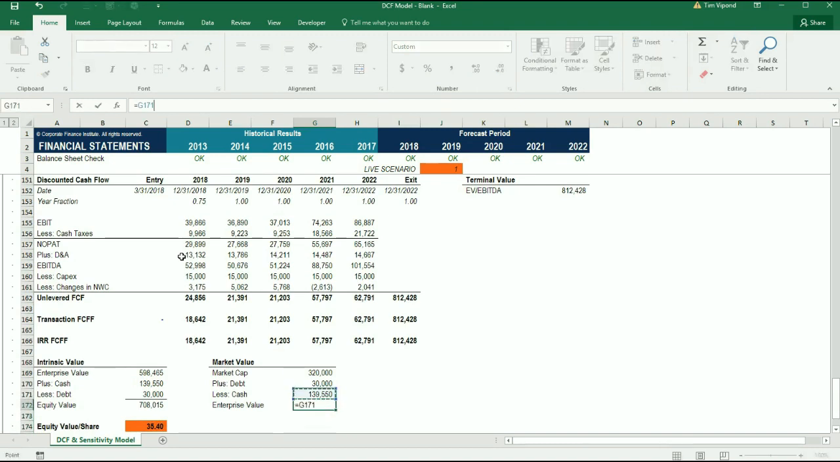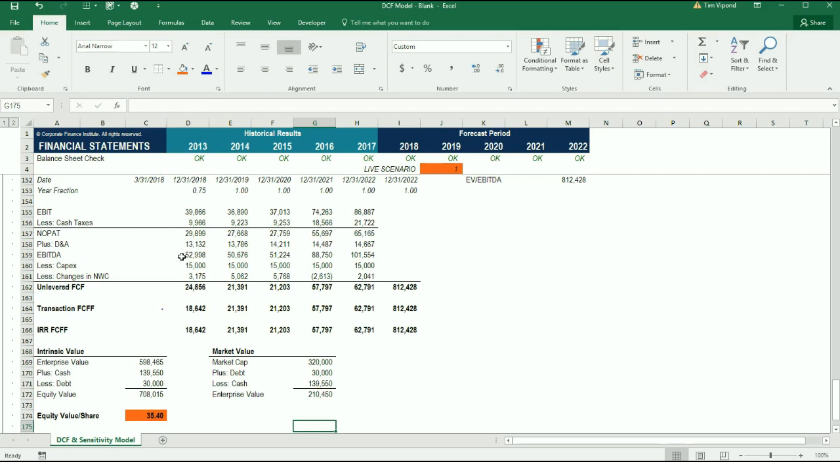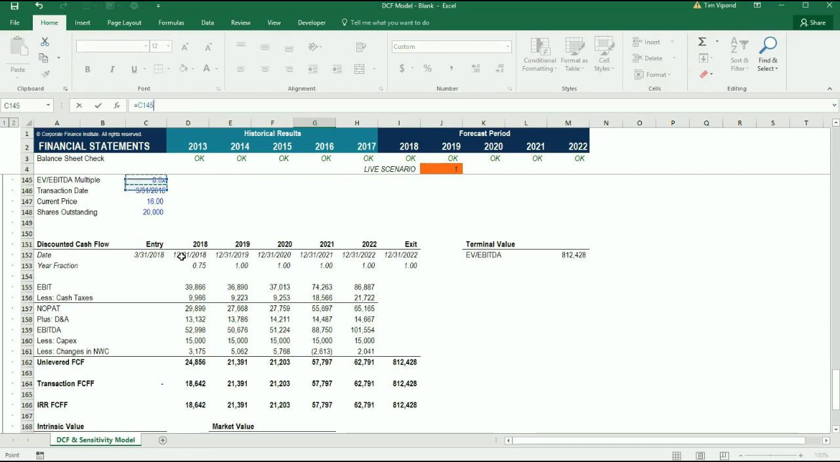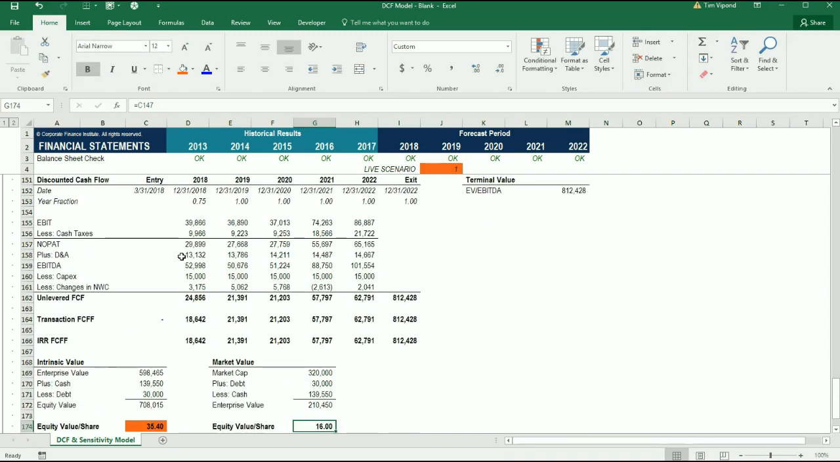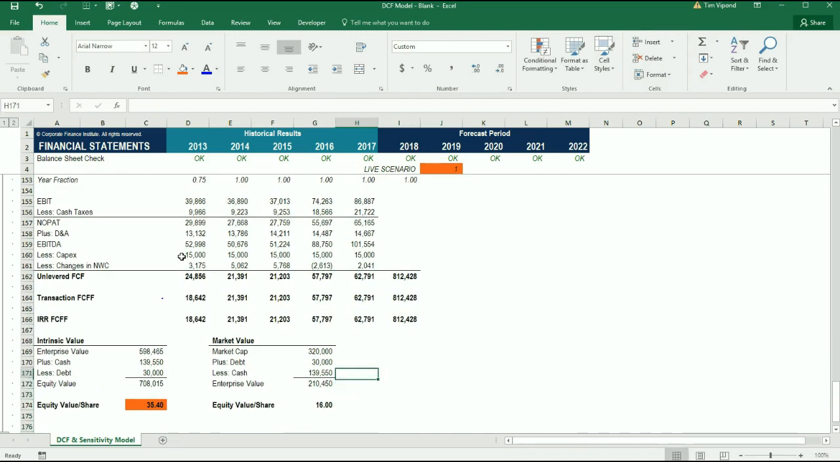And that gives us the enterprise value: market cap plus debt minus cash. And we now have enterprise value. And we can also put here, just as a helpful reference, the equity value per share, which is simply a link to this assumption here. $16.